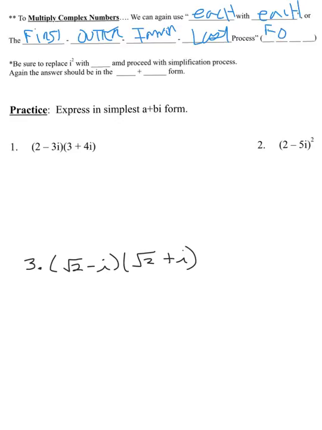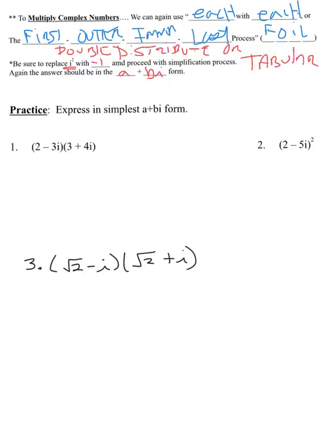But of course, what we've been doing for the last few years is double distributing, which most of you do. Or, of course, our favorite word, tabular, the box method. Either way, bottom line, they say right here, remember, replace i squared with -1, and the answer should always be in a plus bi form.